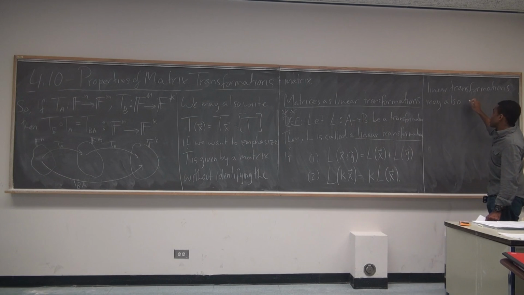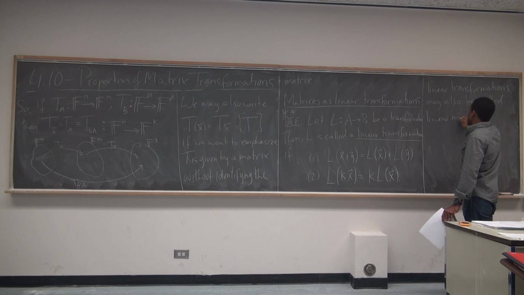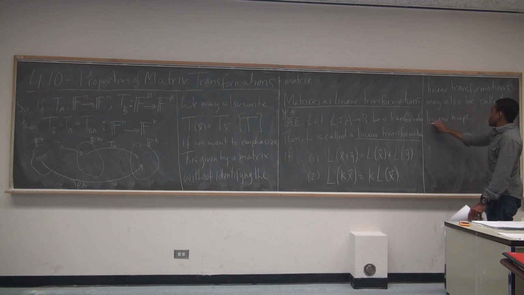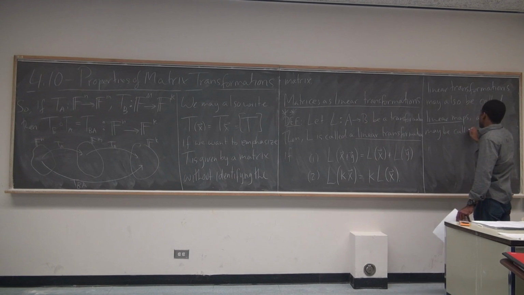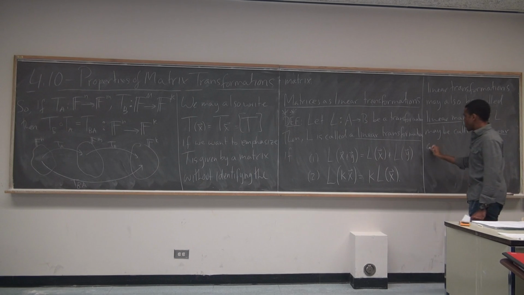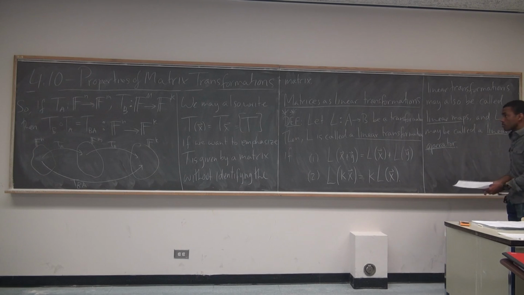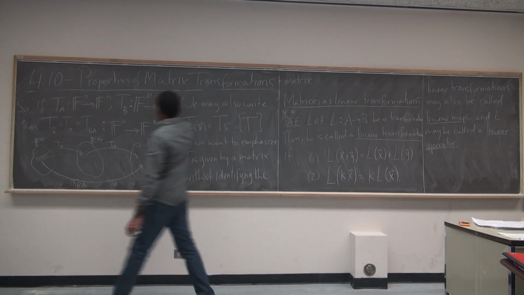We may also call them linear maps. And L may be called a linear operator. Let's do a couple examples.